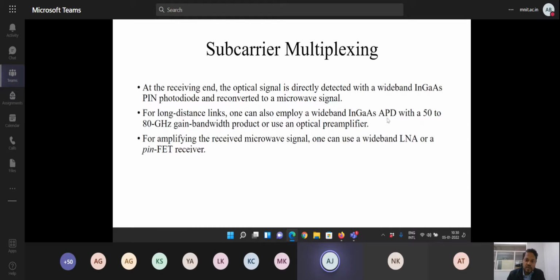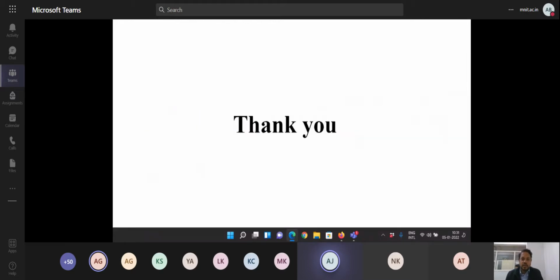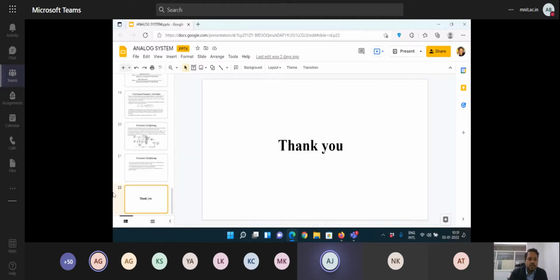So after the photodiode, for amplifying the received signal, a wideband low noise amplifier or a pin FET can be used. I think you're familiar with the field effect transistor. So a pin FET can also be used instead of a wideband LNA. The characteristics would be similar. So you get the proper amplification of the microwave signals. So this is about analog transmission.